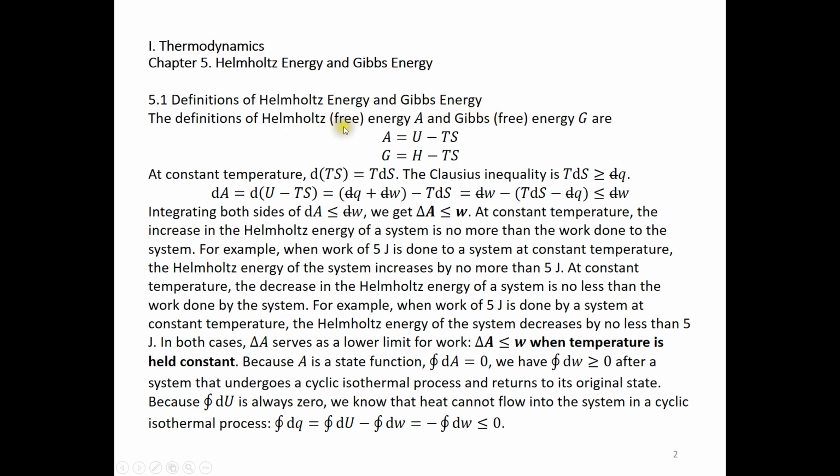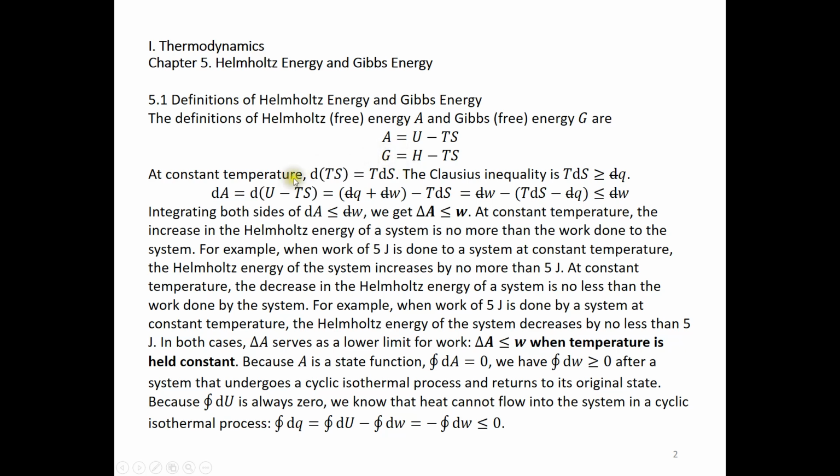The Helmholtz free energy, or simply Helmholtz energy, is equal to the internal energy minus TS. The Gibbs free energy is equal to enthalpy minus TS. U and H differ by PV. H is PV plus U, therefore G and A also differ by PV. G is A plus PV.